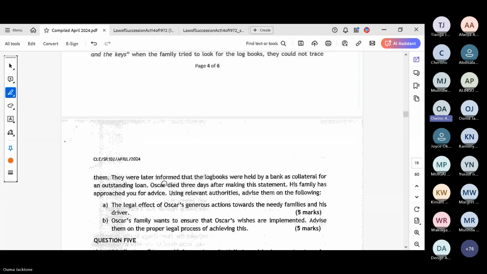Now, as to that of the driver, they pass as what? They will pass as gifts inter vivos. Okay.